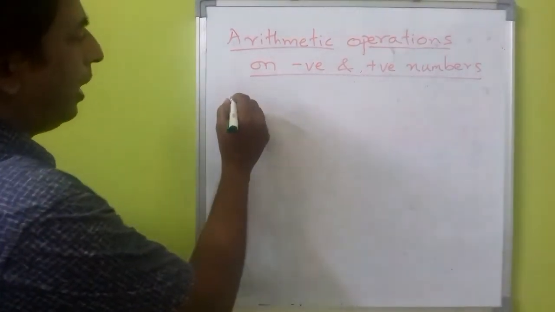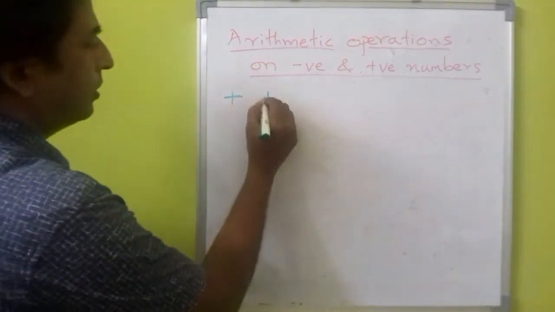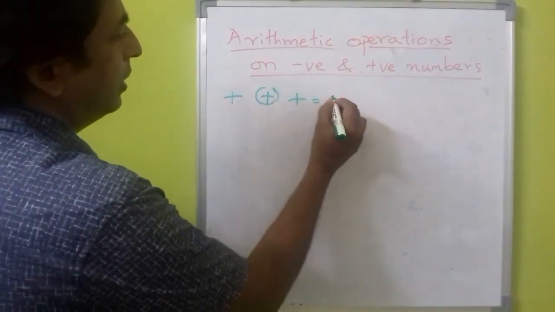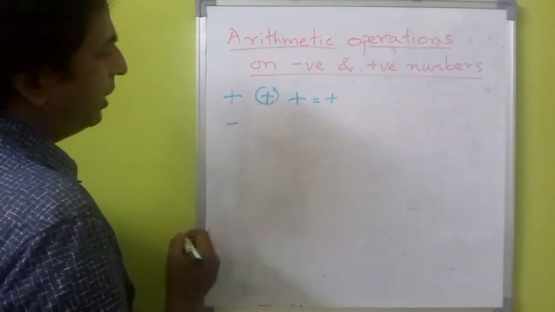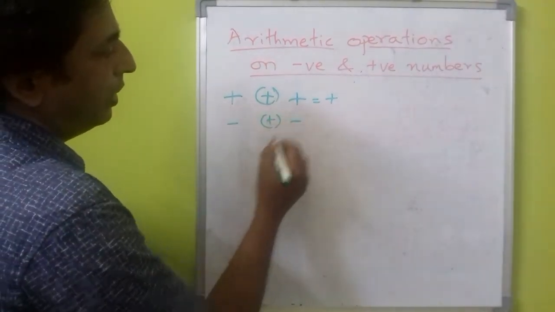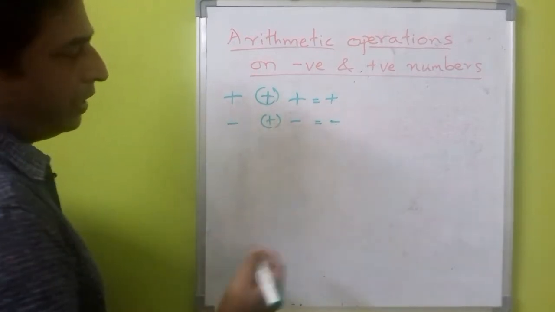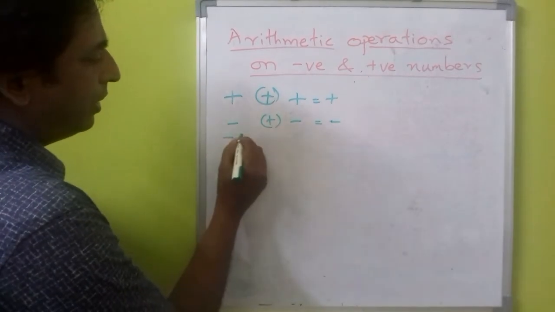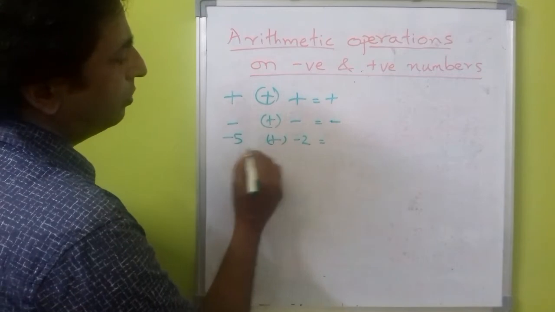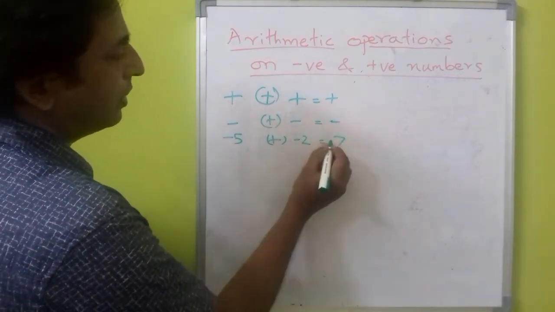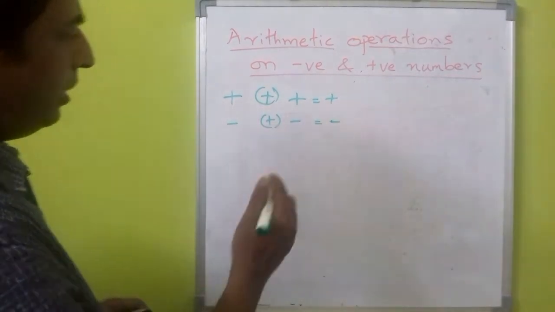Okay, let us add one positive number with another positive number. So the result is very simple, that will be positive. When one negative number is added to another negative number, you just need to add the numbers and put the sign negative. That means, for example, negative 5 plus negative 2 will give you 5 plus 2 is 7 and the sign is negative.